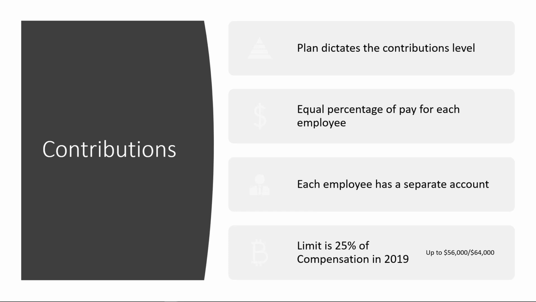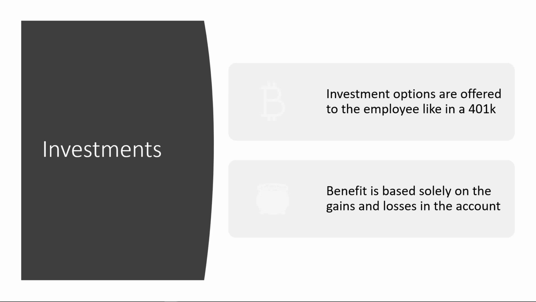It is mandatory. Each employee does have a separate account, meaning that it's not a big pool of money. Each person gets their dollar amount allocated to them, and they choose from an investment menu. The limit for contributions is 25% of compensation, which in 2019 is either $56,000, or if they're over the age of 50, $64,000. So it's a pretty simple plan, a percentage of the employee's salary.